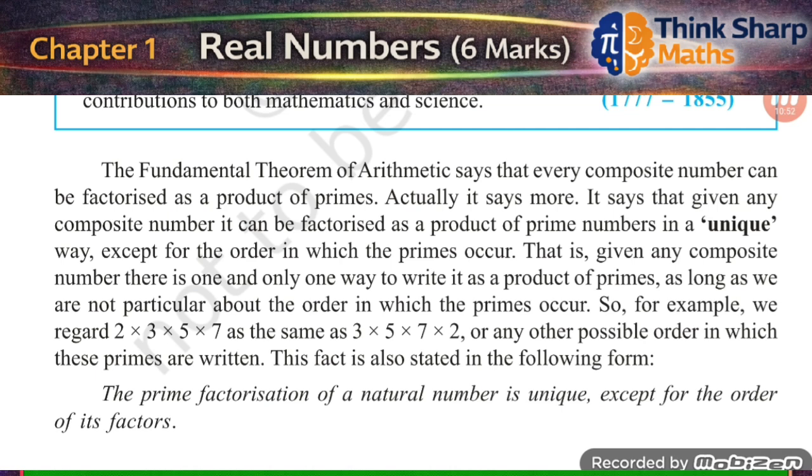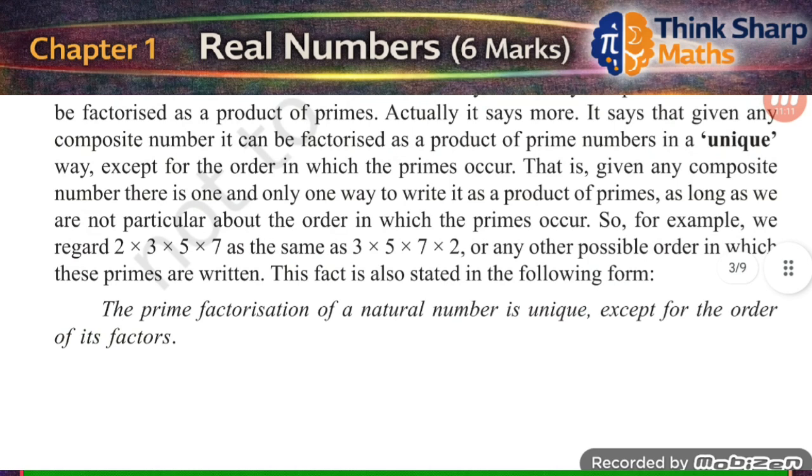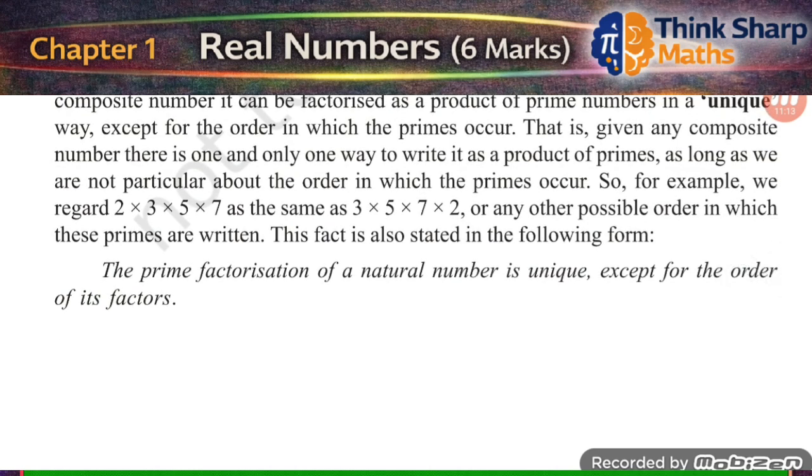So sure, one question will come from here. As long as we are not particular about the order in which the primes occur. So for example, we regard 2, 3, 5, 7 as the same as 3, 5, 7, 2, or any other possible order in which these primes are written. This fact is also stated in the following form: the prime factorization of a natural number is unique except for the order of its factors.